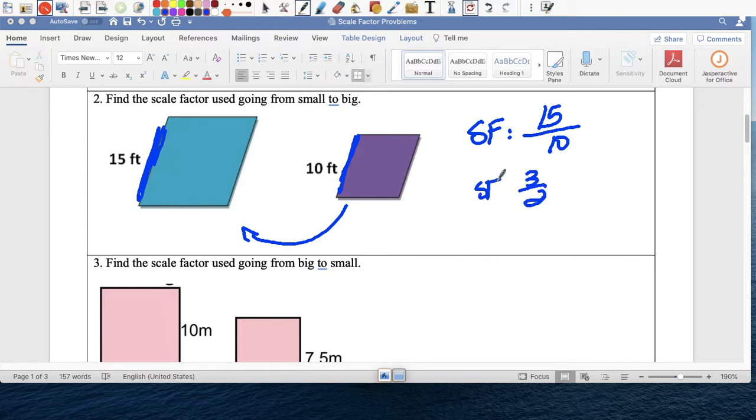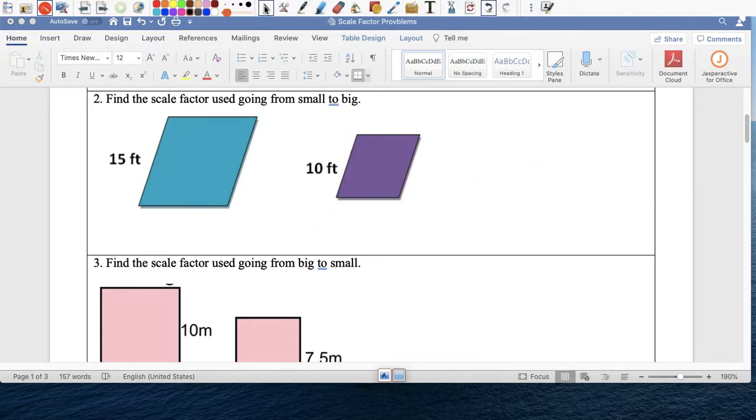You can leave it as that. If you want to change it to a decimal, you can. So the scale factor is 3 over 2 or 1.5. If you want to confirm, multiply 10 times 1.5, and you'll notice it does equal 15. Okay, so that was the scale factor used for this particular one.